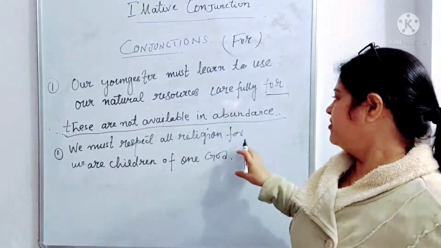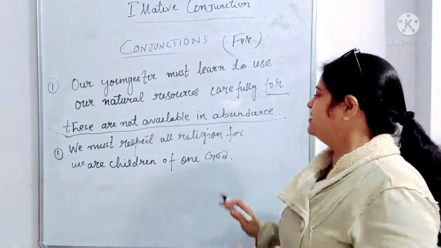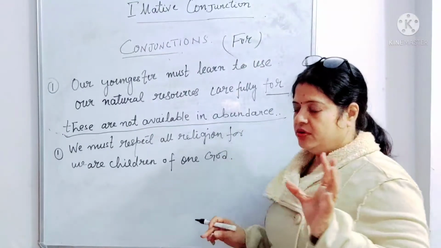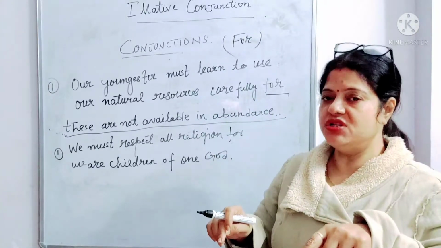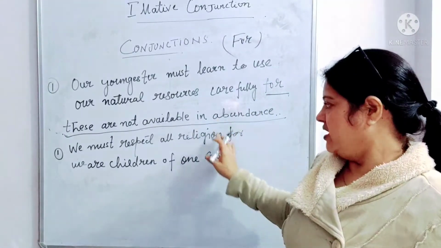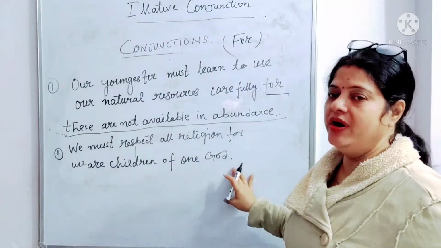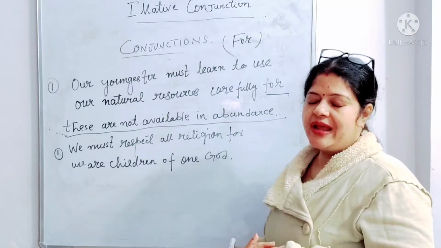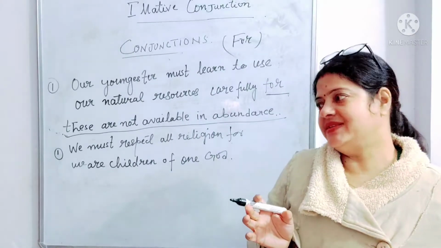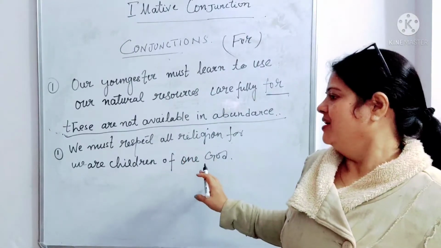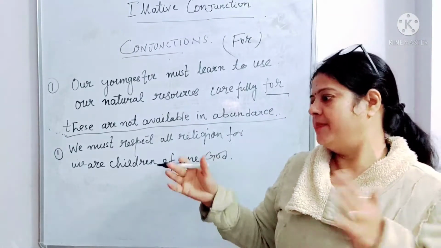We must respect all religion, for we are all children of one God. So here also we see that we are not talking about the exact cause for this thing. We are just telling some possibilities, not possibility, you can say some reason which is very far away from things to happen.